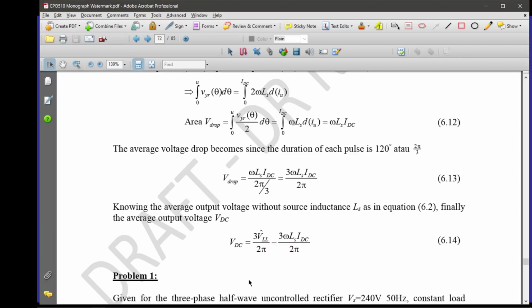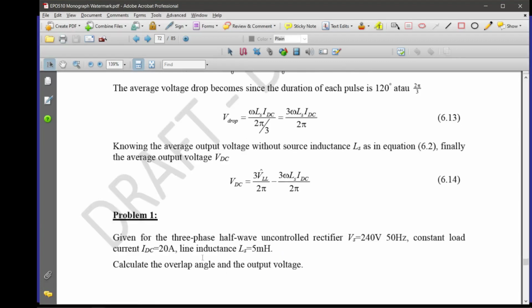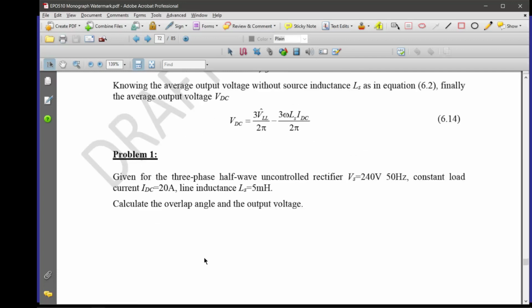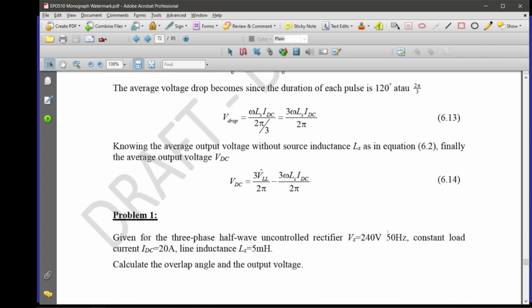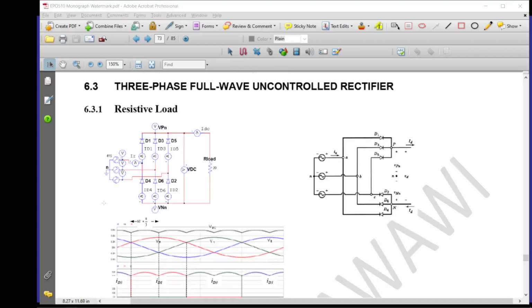So that gives the output voltage equation. So we have this problem 1 given for the 3-phase half-wave uncontrolled rectifier, constant load current. They calculate the overlap angle and the output voltage. So you can use the equation and look into the overlap angle, U, what is the U, and also what is the output voltage. Okay, next we're going to continue with 3-phase full-wave uncontrolled rectifier.